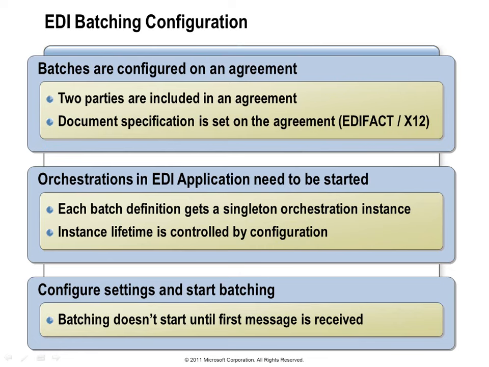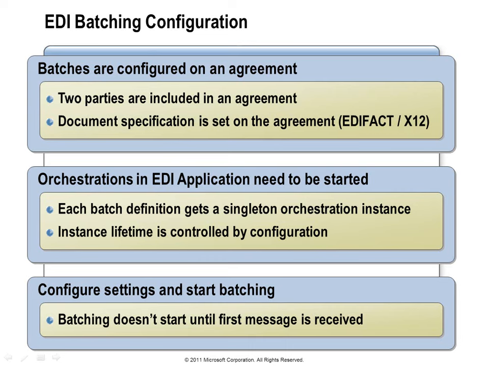The batches are actually going to be configured on a particular agreement. That agreement, you remember, combines both the sender and the receiver and the interactions that they define. And so that document specification is already on the agreement about what kind of EDI document we're sending out, and the configuration of the batch is there.